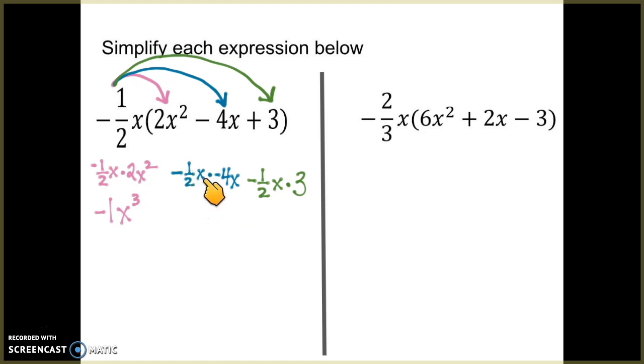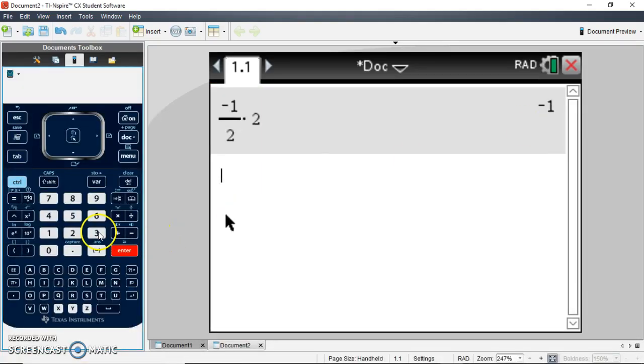So I go to the next one. I have negative 1/2 times negative 4. So I go back to my problem. So control divide, negative 1/2, and we're multiplying that by negative 4.